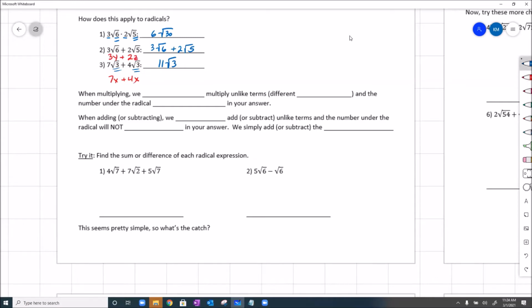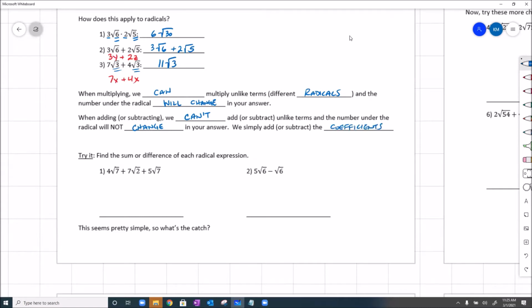Okay, so when multiplying, we can multiply unlike terms, just like with our variables. That's different radicals in this case. And the numbers under the radical will change in your answer. Okay, when adding or subtracting, we can't add or subtract unlike terms, and the numbers under the radicals will not change in our answer. I said will change, sorry. I'll write that there so we can have it. Okay, we simply add or subtract the coefficients.